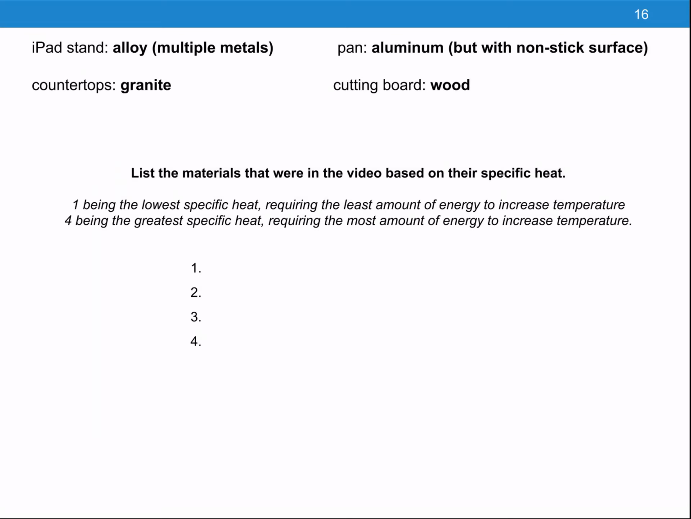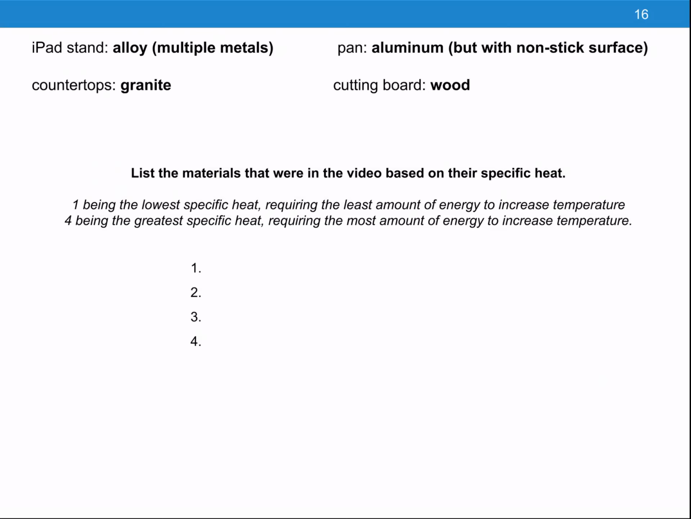All right, so based on what you guys just saw, I want you guys to rank the different materials based on what you think their specific heat would be. Okay, so 1 being the lowest specific heat, meaning it requires the least amount of energy to increase temperature. 4 being the greatest specific heat, meaning that this substance requires the most amount of energy to increase its temperature. All right, pause the video and rank the substances.